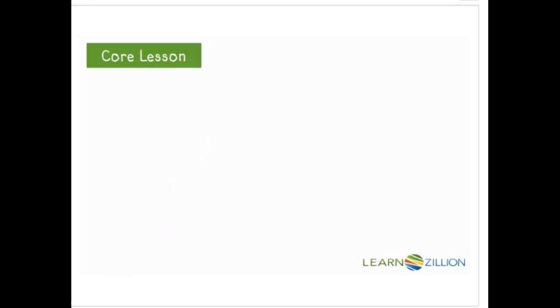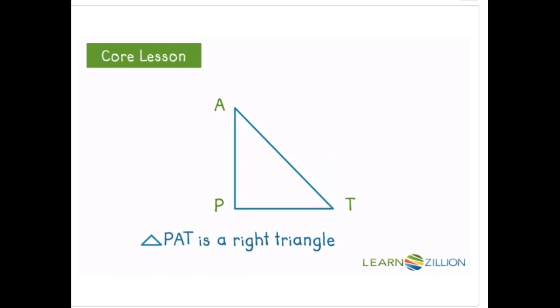Lastly, let's take a look at this third triangle, triangle PAT. It also has three angles. If you notice, there is a pair of perpendicular lines which create a corner of a square. So this means we have a right angle. The other two angles are less than a right angle. So we have two acute angles and one right angle. So we can classify triangle PAT as a right triangle.